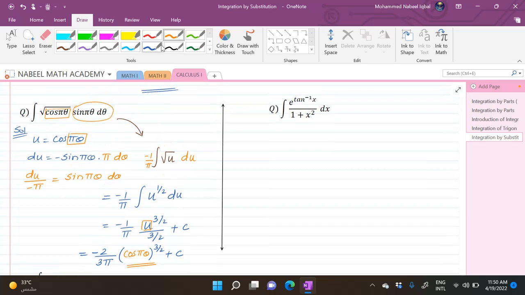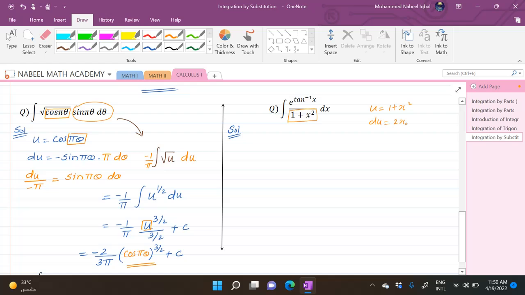Now the next problem, we will have a complicated problem. By seeing the question you will feel it is very complicated. So, sine of e to the power tan inverse of x, over 1 plus x square. So what is your u? If I take this one as u, what is du?